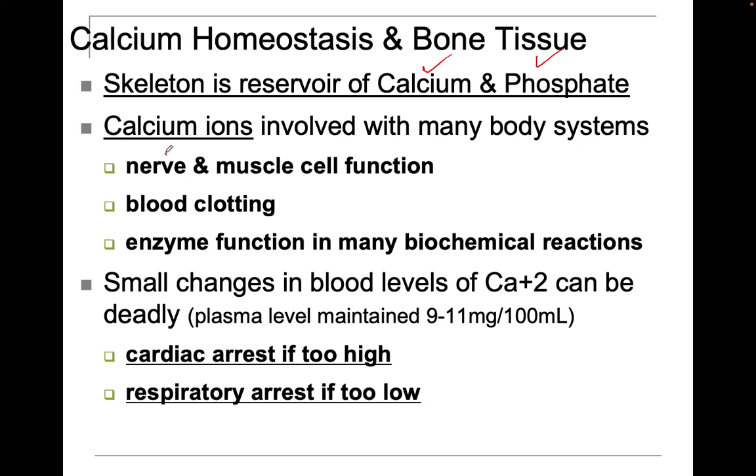Calcium is so integral. It plays an important role in nerve firing, in muscle function, in the ability to clot, in blood clotting. And it has an enzyme function. It actually is like a cofactor that can stimulate many different biochemical reactions. So it's involved in enzymes working. It ends up being a very important cofactor. But the body's ability to keep it in a very, very tight range, like 9 to 11, is so integral because too much of it can cause cardiac arrest and too little of it can cause respiratory arrest.